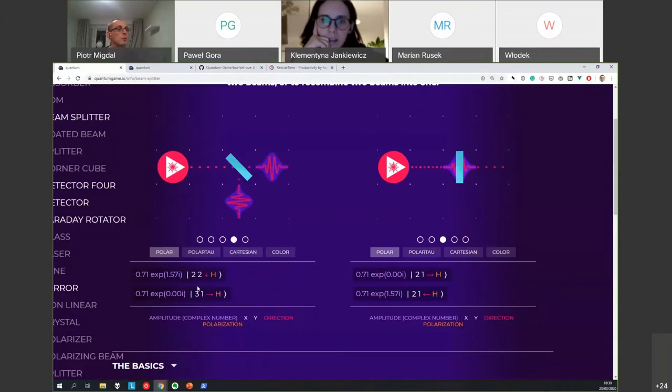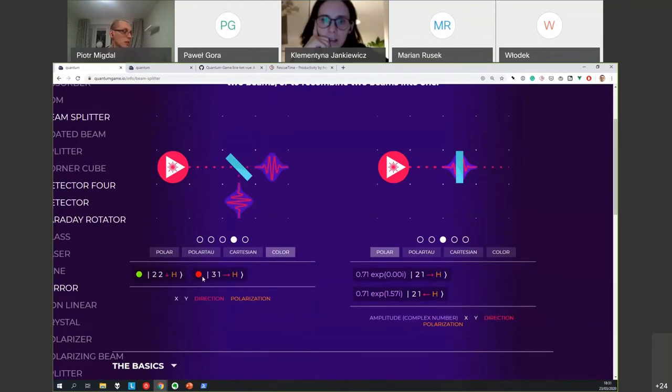Also, you are able to play with various ways to present this state. So for example, polar coordinates, or Cartesian, or polar but in units of full rotation, like this tau, 2 times pi. Or we can use some color coding, which uses color for phase.